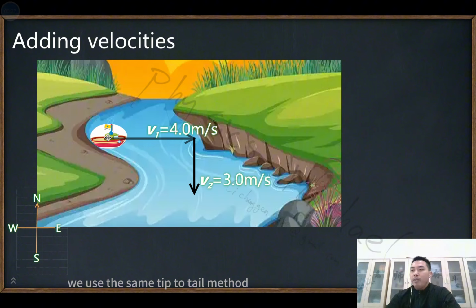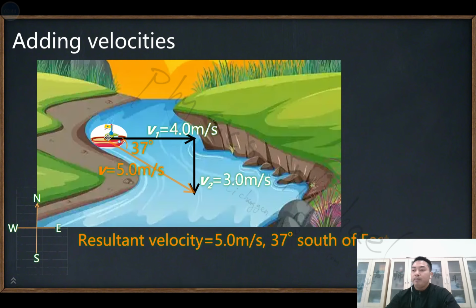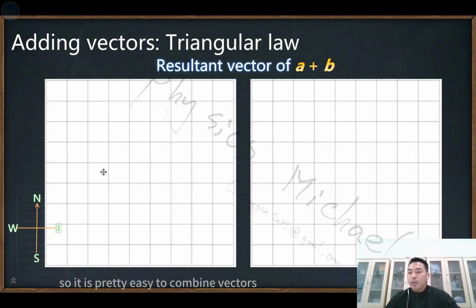We use the same tip-to-tail method to add the velocity vectors and apply the Pythagorean theorem. So the boat's resultant velocity is 5 meters per second, and using trigonometry, we can determine the direction relative to east. That is 37 degrees south of east. So it is pretty easy to combine vectors by the triangular law.